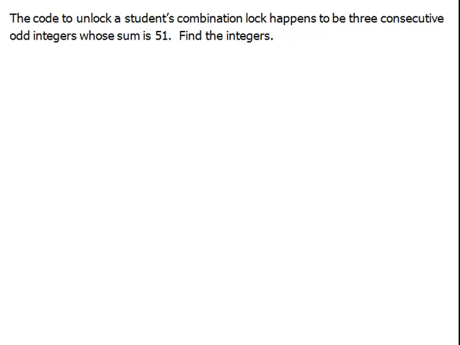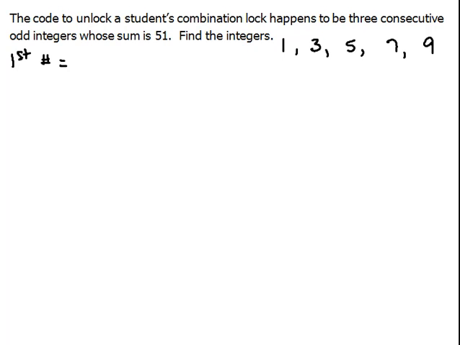We're going to use that same strategy then again for this next problem. The code to unlock a student's combination lock happens to be 3 consecutive odd integers whose sum is 51. Well, let's think about what odd numbers look like. 1, 3, 5, 7, 9. And here again, to get from one to the next one, we still have to add 2.